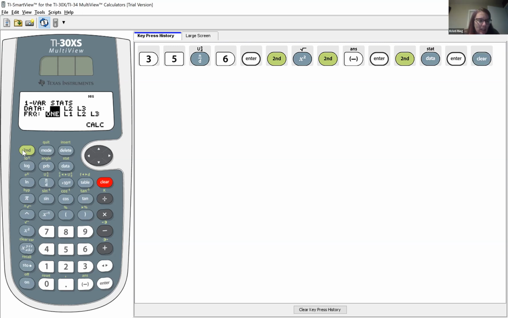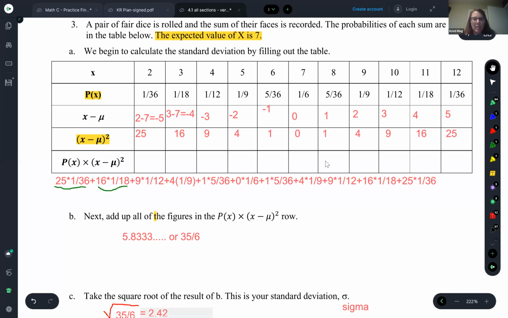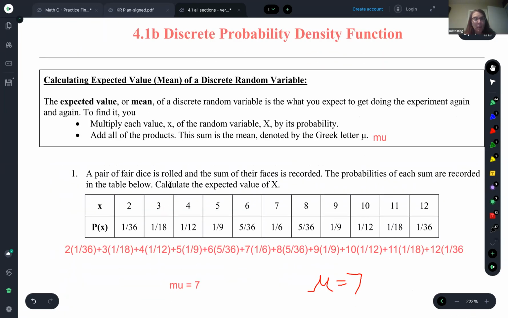What am I doing? I haven't even typed in a list. This is my brand new calculator. Okay, data. Let's start here. Let's type in our list. We're going to type in the chart from this problem, just the part that's printed in black, not the stuff I typed in. The X is going to go in L1. The P of X is going to go in L2. So you have it written down. I know this in my head, so I will show you what this looks like.